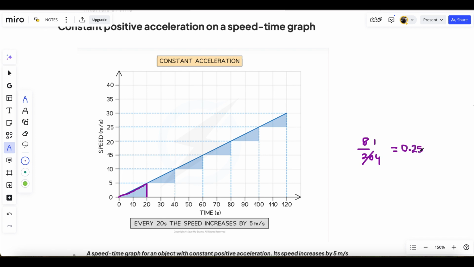We put the unit of acceleration, meters per second squared. Not meters per second. Meters per second is for speed. Meters per second squared is acceleration. Now, someone might decide to use the whole of this as the triangle, but you will get the same answer. This whole, which is 10 minus 0, which is 10, over 40 minus 0, which is 40. So 10 divided by 40, you get 1 over 4, which is 0.25.